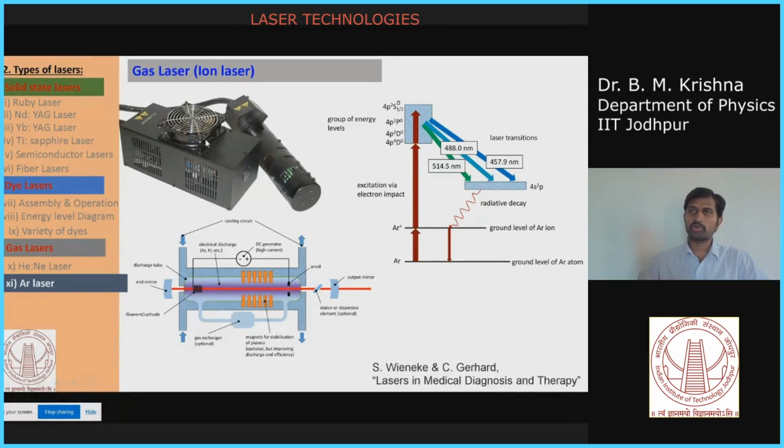This is a compact gas laser and gives a good amount of energy to use. So this is all about argon ion lasers.